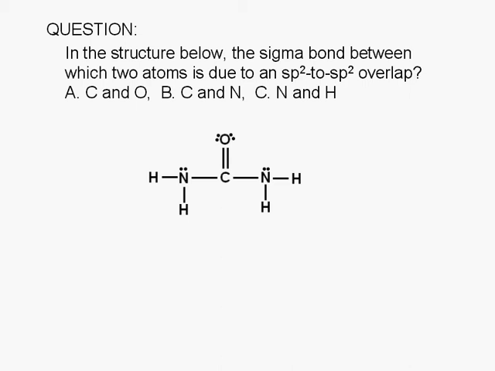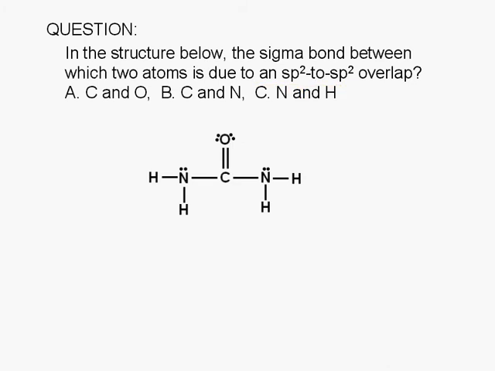In the structure shown below, the sigma bond between which two atoms is due to an sp2 to sp2 overlap? A. Carbon and oxygen, B. Carbon and nitrogen, or C. Nitrogen and hydrogen.